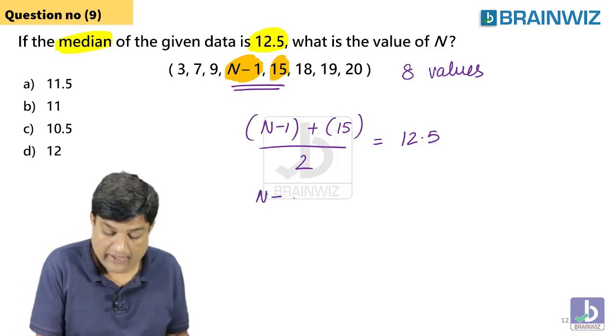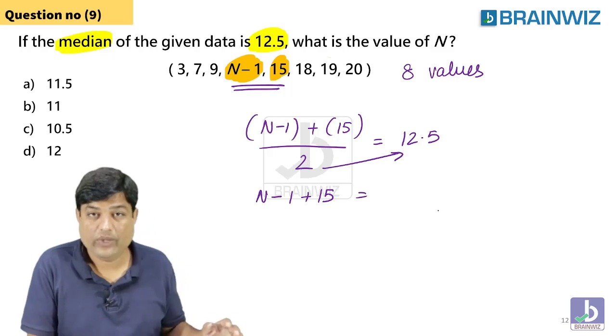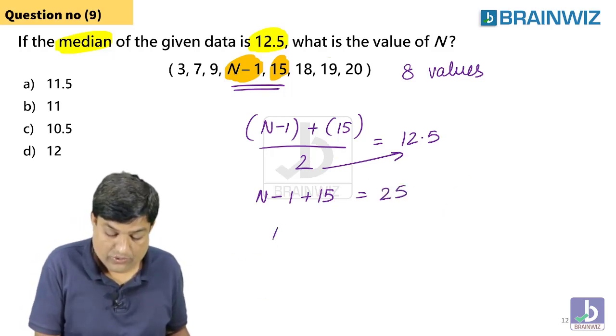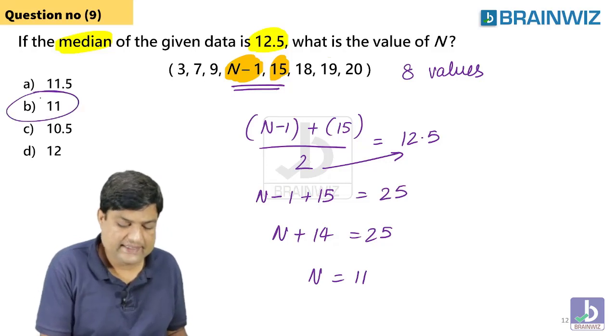So I want the value of n minus 1 plus 15. This goes and is multiplied here. 12.5 into 2, that is double. You all know that, that is 25. So n plus 14 is equal to 25. So I can say the n value is 11, which is a very easy answer.